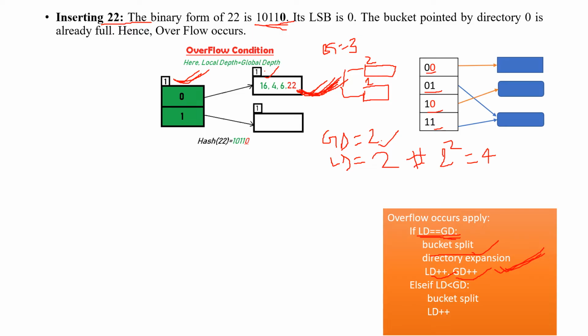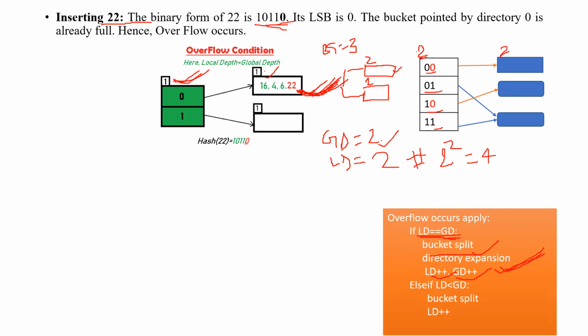Then the next concept comes here. Now whatever elements are here, 16, 4, 6 and 22, we have to restore these elements in the new buckets on the basis of what? The 2 LSB bits, because now your global depth is 2. So you have to store all these elements on the basis of the 2 LSB bits.